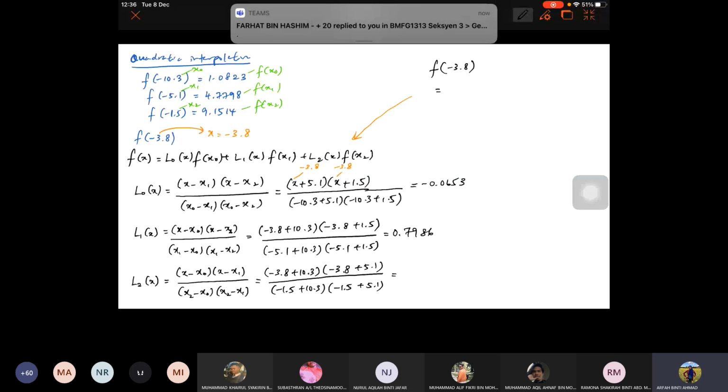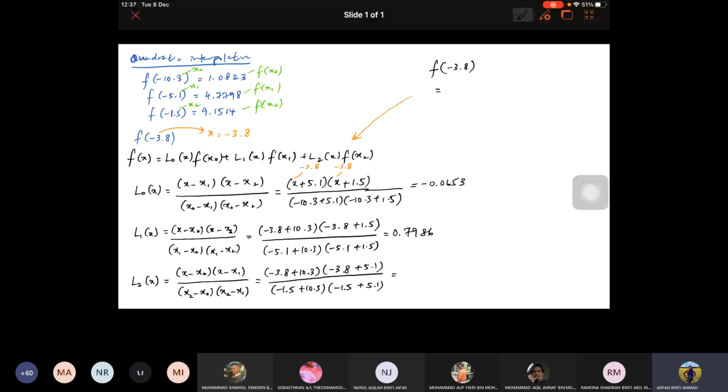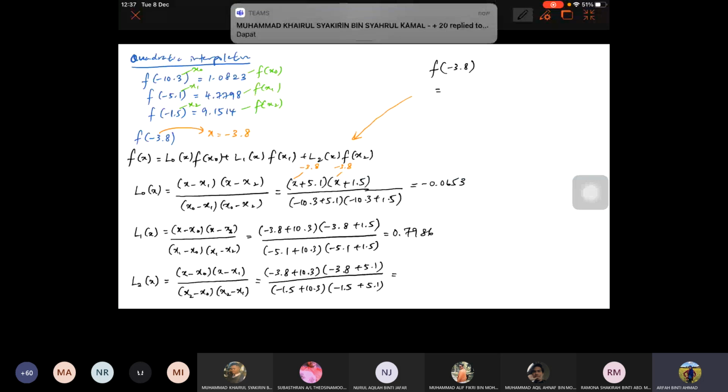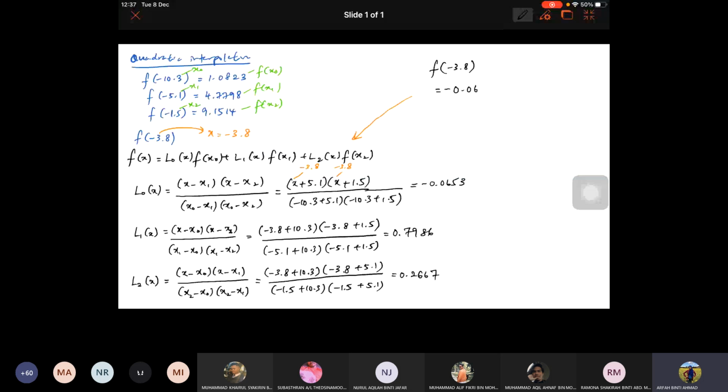0.2667 L2. So semua dapat 0.2667. L1 011. Make sure awak kira betul-betul dah dapat sama dengan Khairul Syakirin 0.2667. Sebab saya ada jawapan akhir je, saya tak kira setiap satu ni. Saya terus masukkan and then terus kira. So if you get the same answer with all of your friends, as display, your L0 is negative 0.0653 and so on. So masukkan in this formula, substitute in this formula, so you will have negative 0.0653.